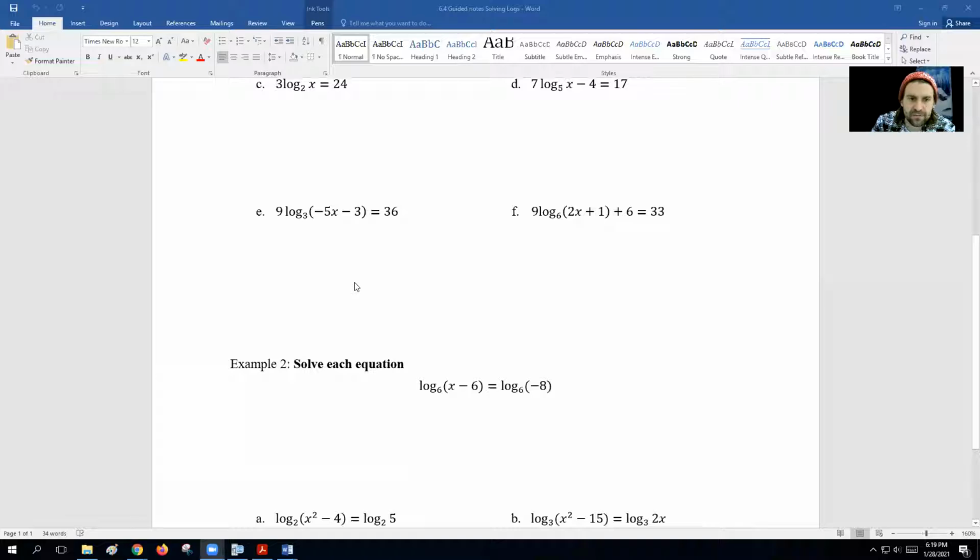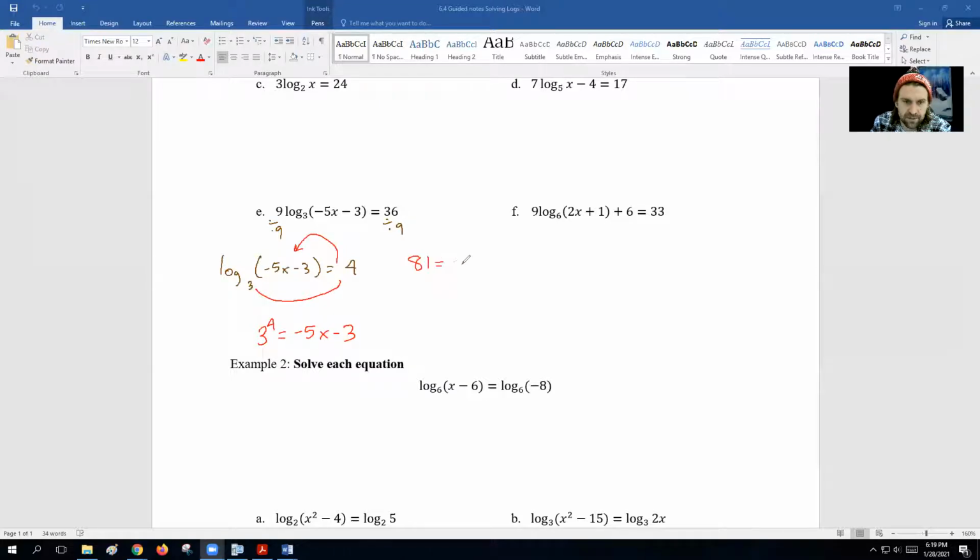All right, what about if we have something more complicated than just log base 5 of x? We still need to isolate, so we'll divide by 9 here. And so we get log base 3 of negative 5x minus 3 equals 4. Okay, we've got our log isolated. Next thing we do is loop and swoop it. So we would get 3 to the 4th power equals negative 5x minus 3. Even if that was just an x or something, we just put down what the expression is. Let's figure out what 3 to the 4th power is. That's 81 if we use a calculator.